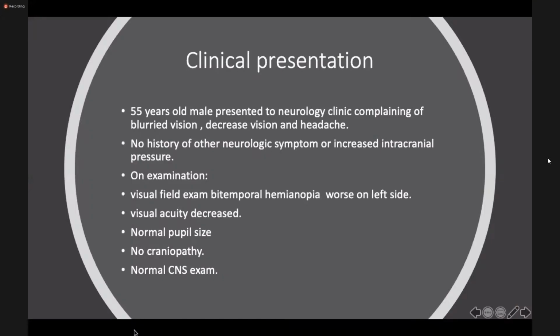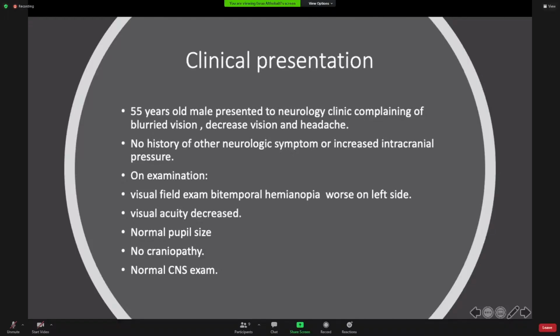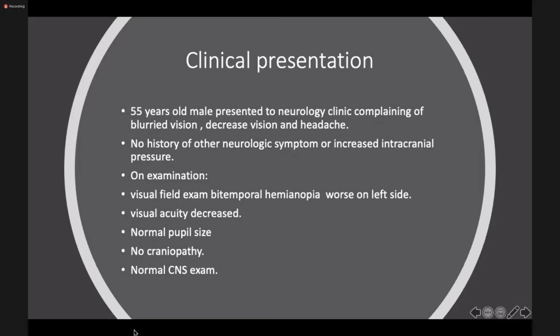Okay, first case. We have a 55-year-old male patient presenting to the neuro clinic complaining of blurred vision, decreased vision, and headache. There was no history of neurologic symptoms or increased intracranial pressure. By examination, the visual field exam showed bitemporal hemianopia, which was worse on the left side. Visual acuity was decreased. Pupil size was normal. Cranial nerve exam was normal. Other CNS exam was normal.